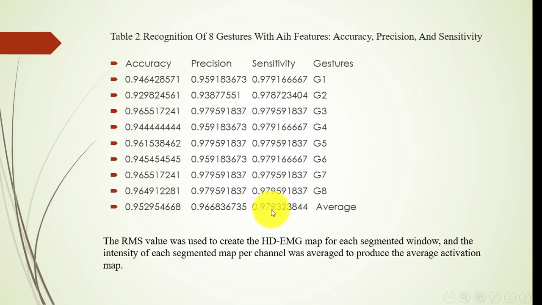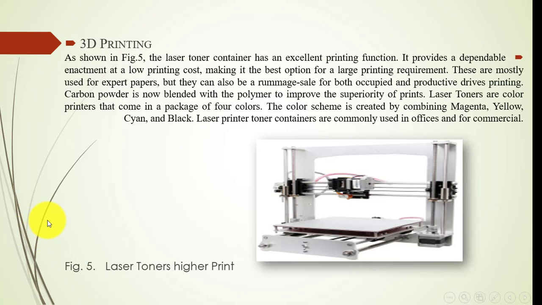So the value of the HD EMG map for the segment window, and the segment mapping per channel to the average product and the average activated map.